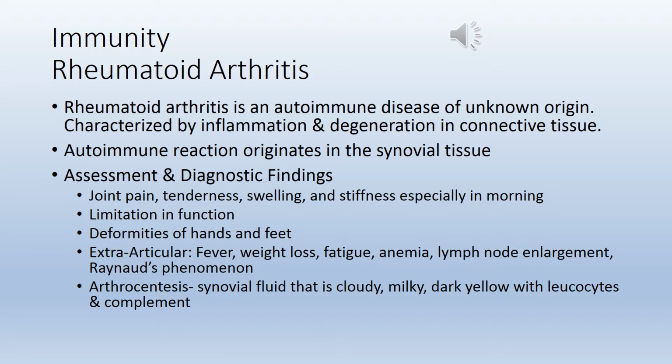Rheumatoid arthritis is a systemic disease with multiple extra-articular features. The most common are fever, weight loss, fatigue, anemia, lymph node enlargement, and Raynaud's phenomenon, which is cold and stress-induced vasospasm, causing episodes of digital blanching or cyanosis. The history and physical examination focuses on manifestations such as the bilateral and symmetrical stiffness, tenderness, swelling, and temperature changes in the joints.